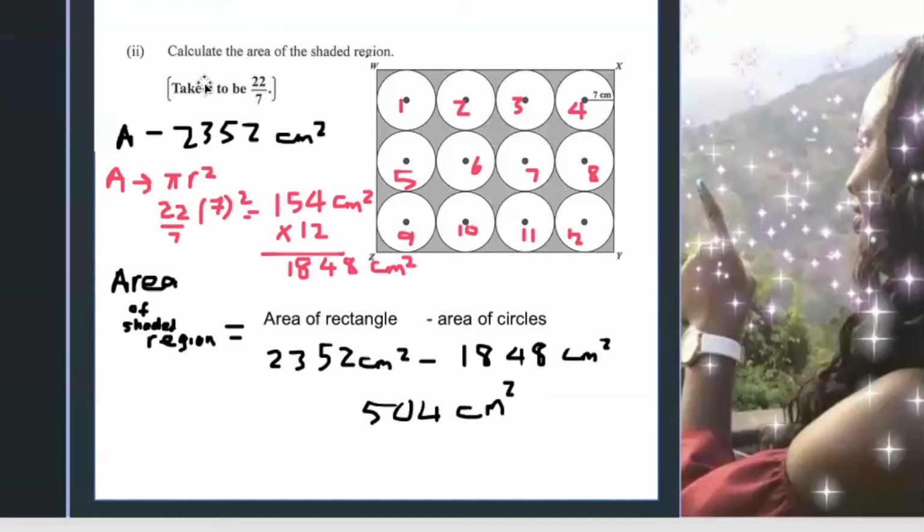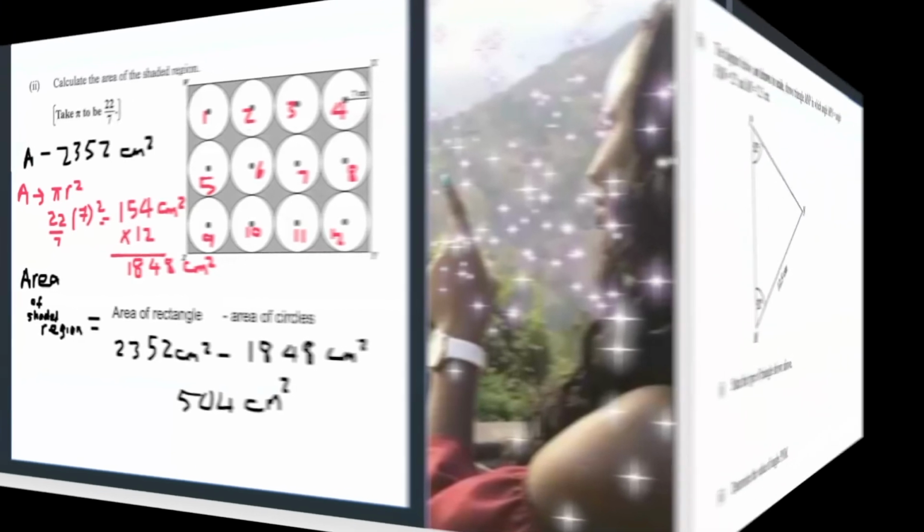So once again, we found the area of the circles. We can find the area of one circle, then multiply it by 12 to find the area of the total circle that is within this rectangle. After finding the total area for the circles within, we can subtract it from the area of the rectangle, which was found on the previous slide. So subtracting, this represents the area of the shaded region.